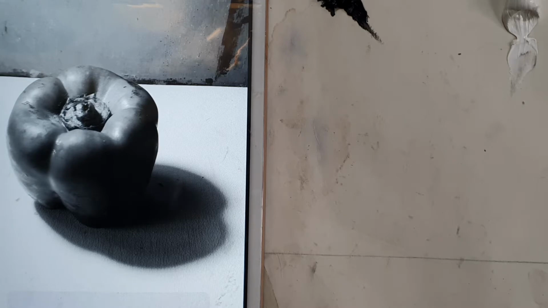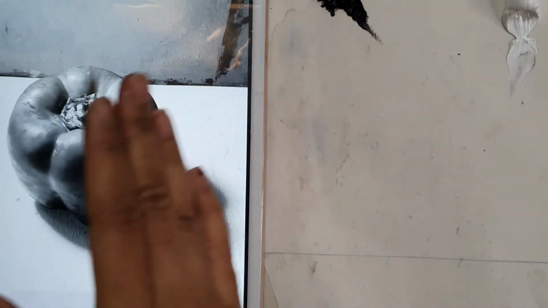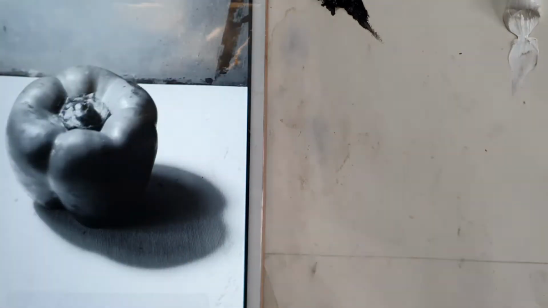Yeah, so let's start. We're going to look at it like I suggested before, as a box or a sphere, right? With this one plane being away from the light, this one plane having some light, and then the top plane, all right? So let's draw out our capsicum.